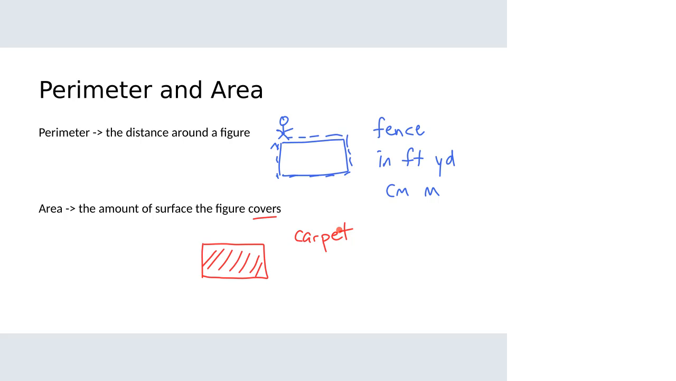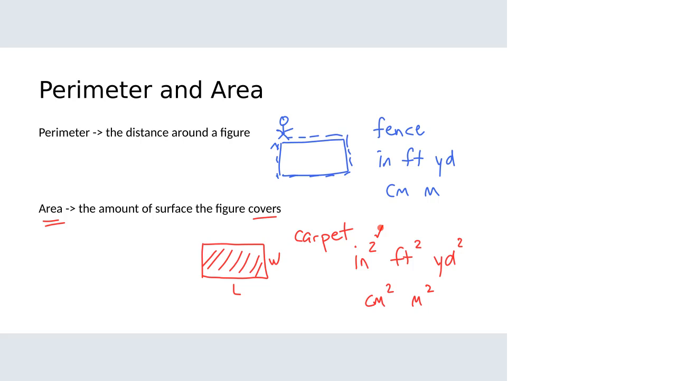Perimeter is measured in inches, feet, yards, centimeters, meters. But for area, now we have length and width. We have two different dimensions. Now the units would be square inches, square feet, square yards, square centimeters, square meters, whatever the units are. When we're talking about area, our units are going to be squared because now we have two dimensions, length and width, instead of just perimeter, which is just a length.